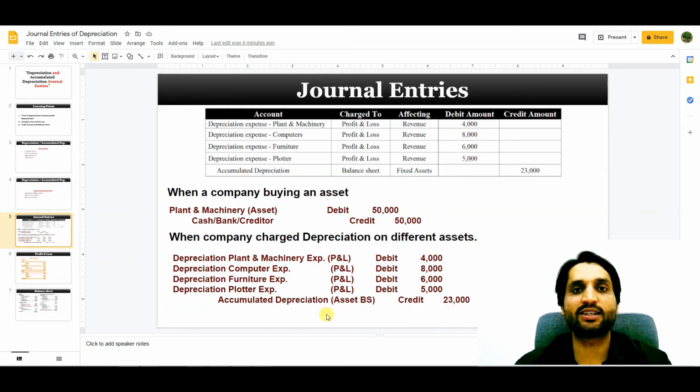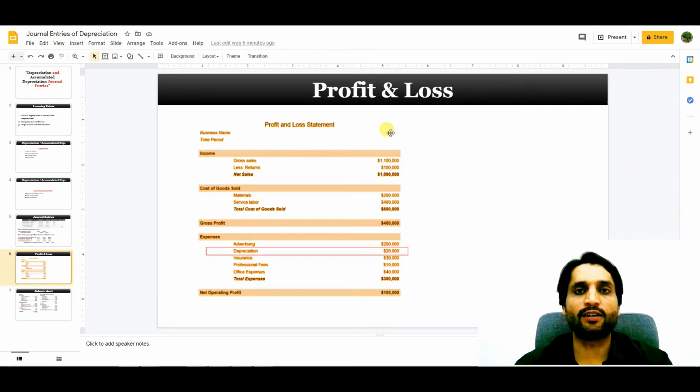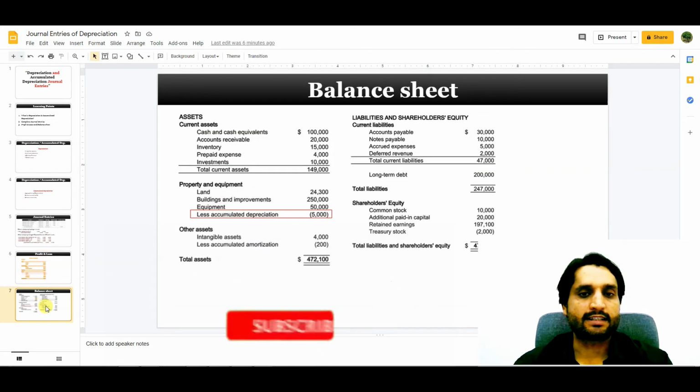We are not decreasing the actual value of the asset. Now this is a profit and loss statement, and under the expenses you can see depreciation. Depreciation expense is debited to the profit and loss account, and it decreases our net profit. Let's see the balance sheet.